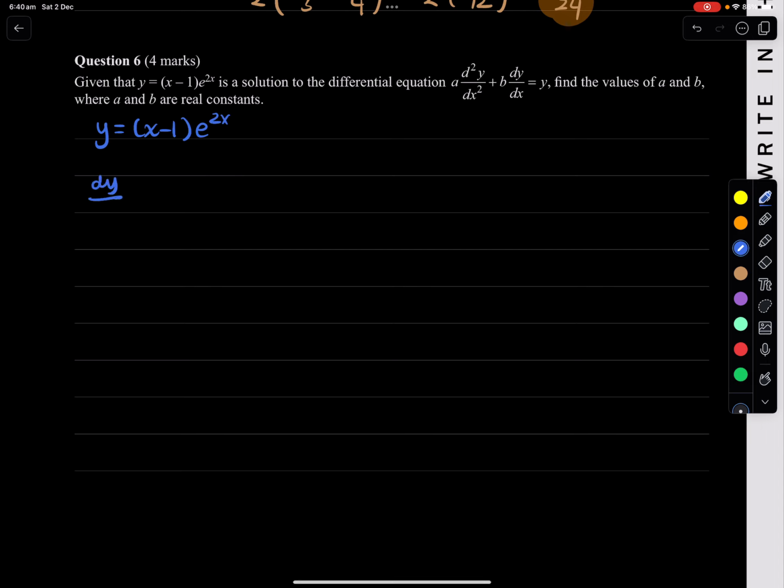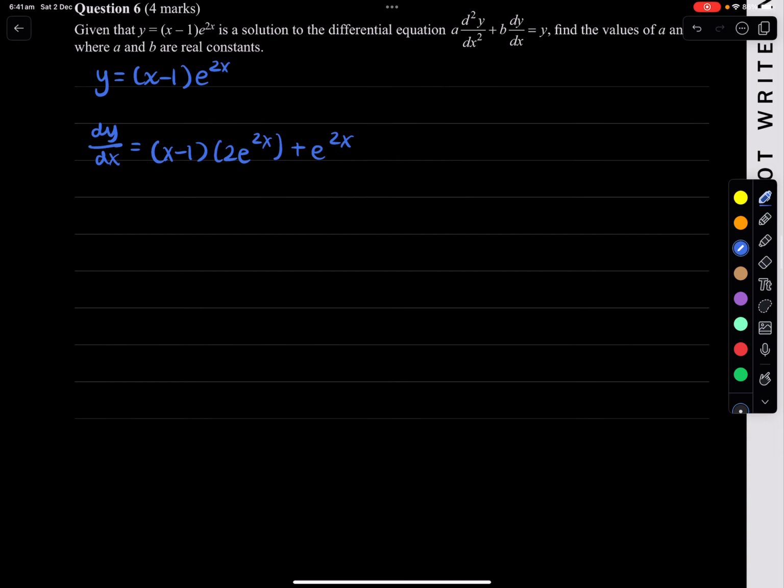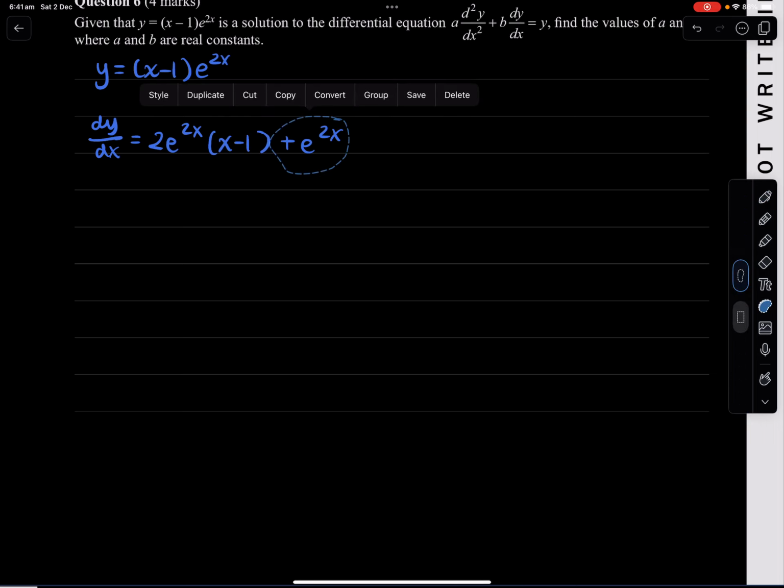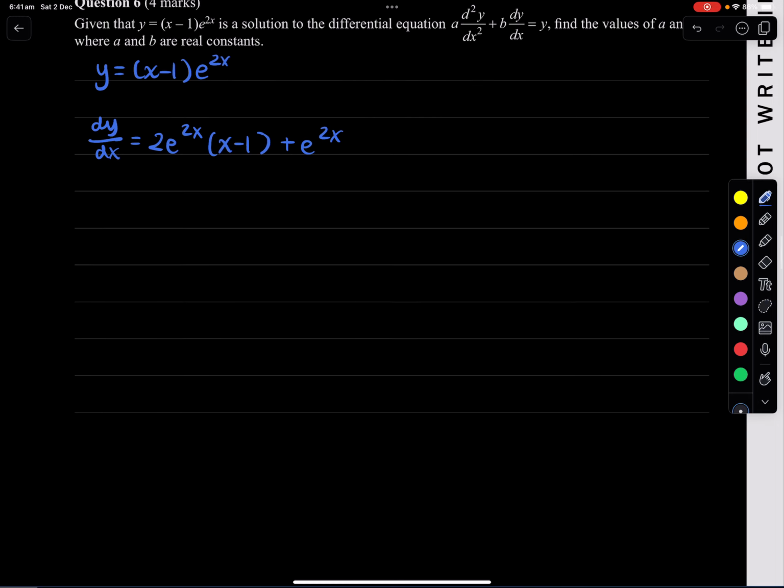So dy/dx, because we're just going to use the product rule, is going to be (x minus 1) times 2e to the 2x plus e to the 2x. The other one is just 1, so we'll leave it as that. Okay, and I'm just going to nicely simplify this. So 2e to the 2x, x minus 1. That's it. So that is my dy/dx.